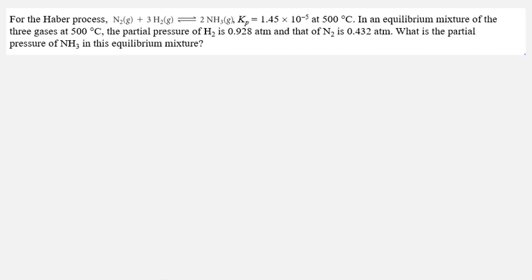Now, for this particular type of problem, we don't typically have to write out a RICE table for it because they're giving us equilibrium concentrations for 2 out of the 3 variables, and we know what the Kp is. So when we set this up, I need to just simply look at my expression. Since we're dealing with Kp, remember we're using parentheses for the partial pressure, and I have NH3 squared, and I would have the partial pressure of N2 and the partial pressure of H2 quantity cubed.